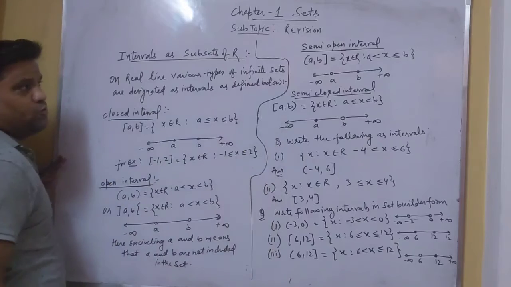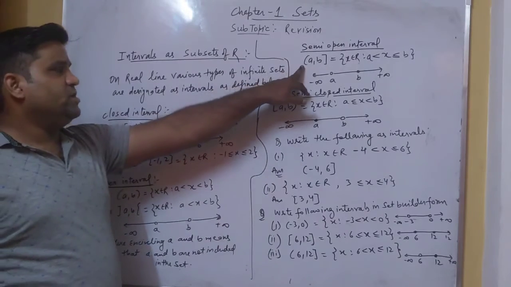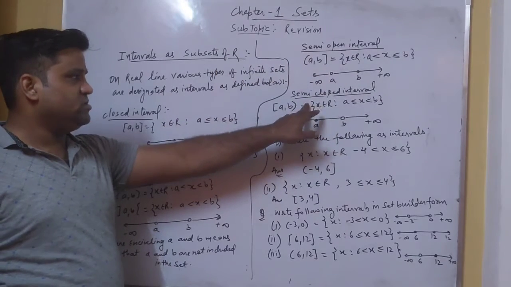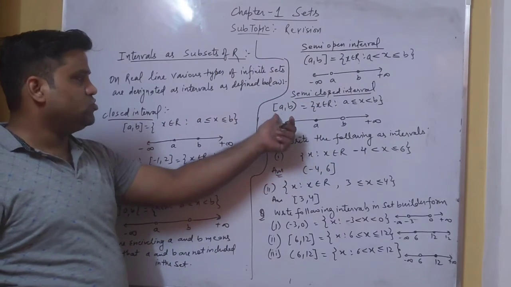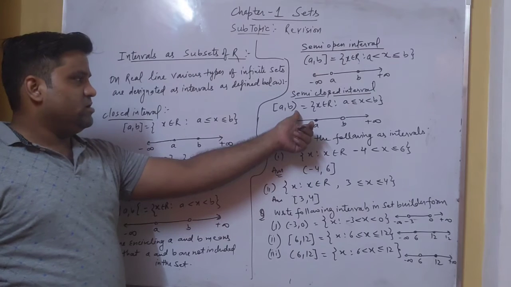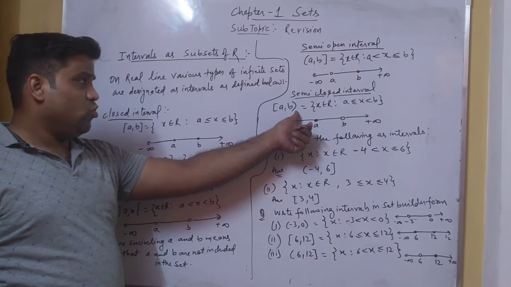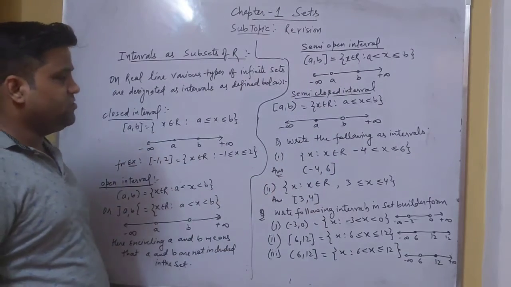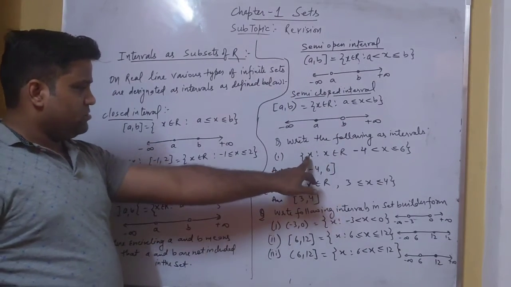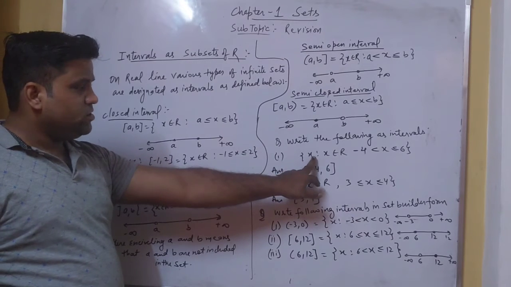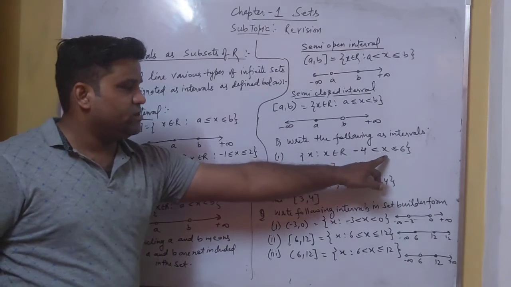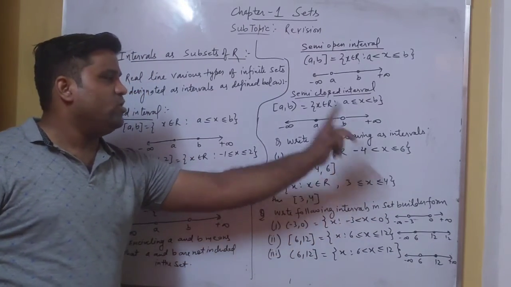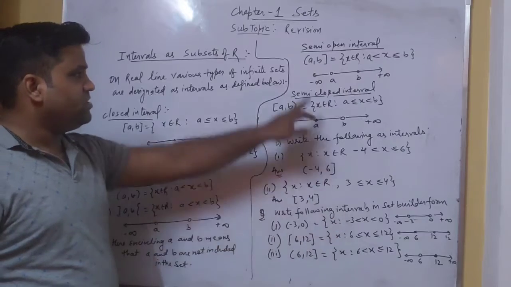Now let us come to the semi-open interval. One side is open and another side is closed. This is the semi-open interval. This is the semi-closed interval. One side is closed and at the end it is open, represented by this set. So here we have an example. Write the following as intervals. Here we have a set in set builder form. X belongs to R and X is greater than 4 and less than or equal to 6. So this is a semi-open interval, so we can write it in this form.